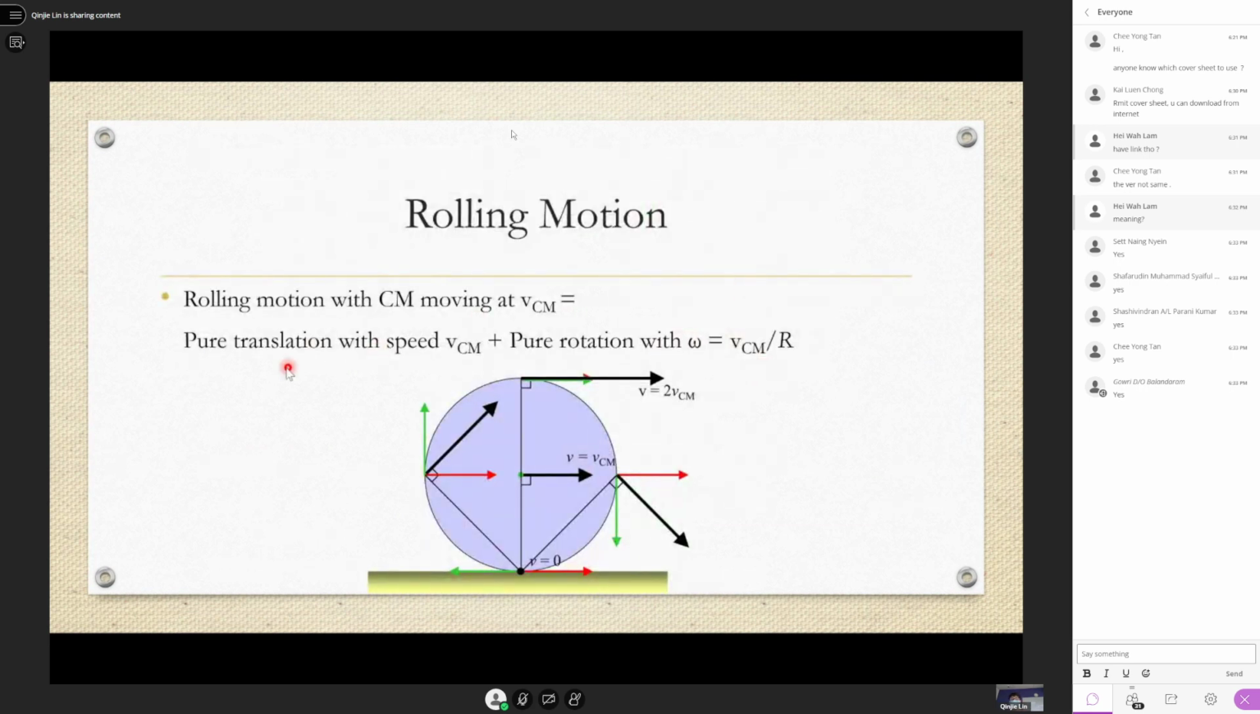In other words, a rolling motion is just a combination of two motions. One is the translational motion. That means the ball is translating. At the same time, this ball is rotating also. So if you combine these two motions, it will describe the rolling motion for you.